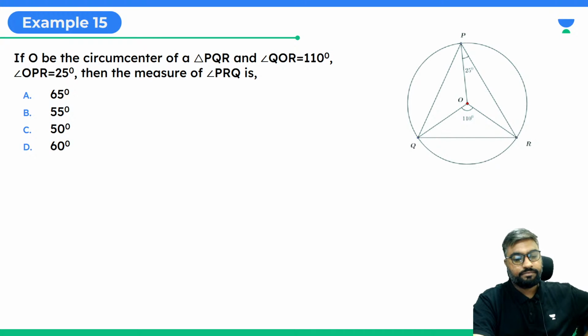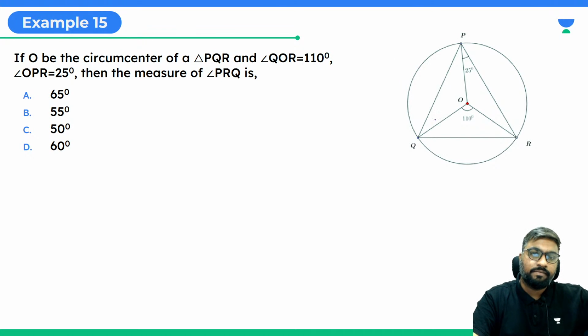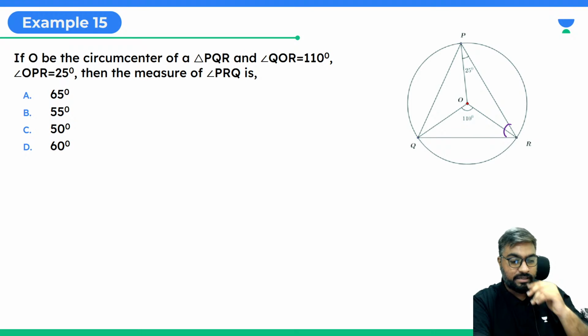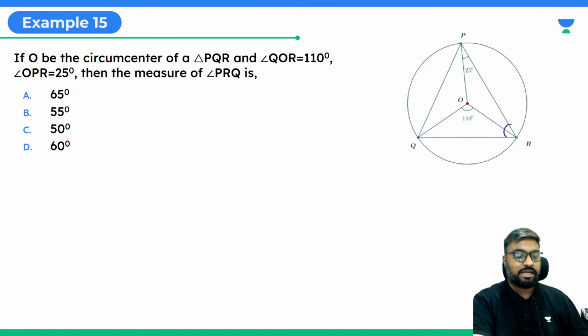Anyone answer? I hope the diagram is clear. P O Q R, this is 110 degrees, this is 25 degrees. We need to find angle PRQ, this one. This is not a cyclic quadrilateral, this is a circumscribed triangle.